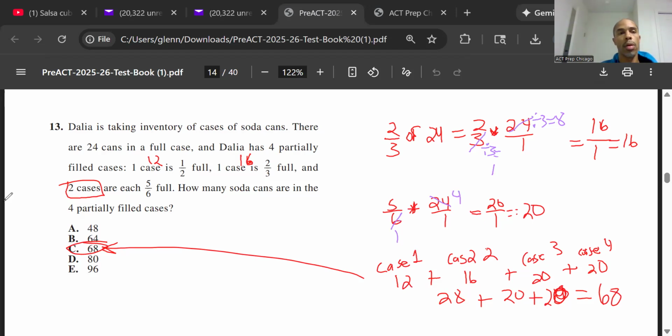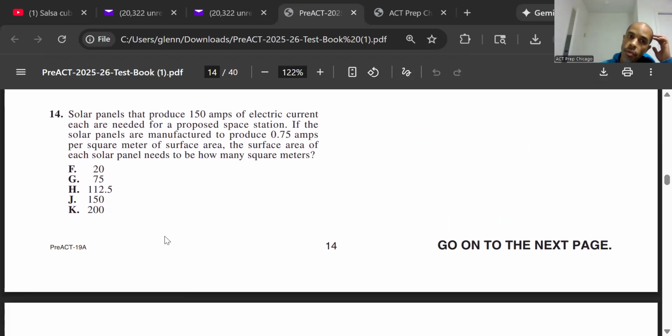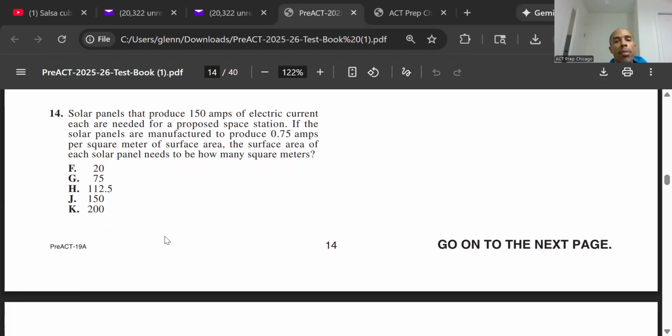Okay, continuing right along. Number 14: solar panels that produce 150 amps of electric current each are needed for a proposed space station. If the solar panels are manufactured to produce 0.75 amps per square meter of surface area, the surface area of each solar panel needs to be how many square meters? I remember students missed this one too, and it's not even that hard. The solar panels are manufactured to produce 0.75 amps per square meter of surface area. So 0.75 amps is 1 square meter.